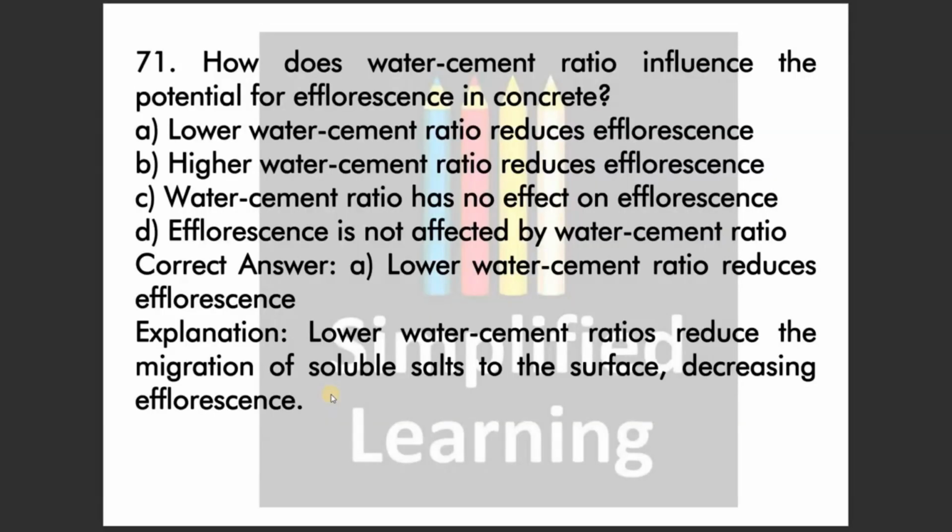Then how does water cement ratio influence the potential for efflorescence in concrete? A lower water cement ratio reduces efflorescence. Efflorescence means giving out some chemicals or compounds. The lower the water cement ratio is, the more the migration of soluble salt to the surface is decreased. When we say efflorescence is there, like we have seen in bricks, it causes the minerals, the salt, to come out to the outer surface. If the water content is high, then the chances of salt coming to the surface is high. But a lower water cement ratio has the tendency to reduce the migration of salts or minerals to the surface.